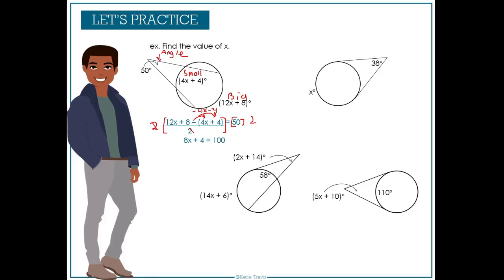Now that we don't have any fractions going on here, we can just solve this like we've done in the past. I have to get rid of this 4 by subtracting. So that's what gets us 8x is equal to 96. And then I have to get rid of this 8 by dividing, which gives us a final answer of 12. So nothing too crazy. We just have to be aware of all the parts that are there. Okay?